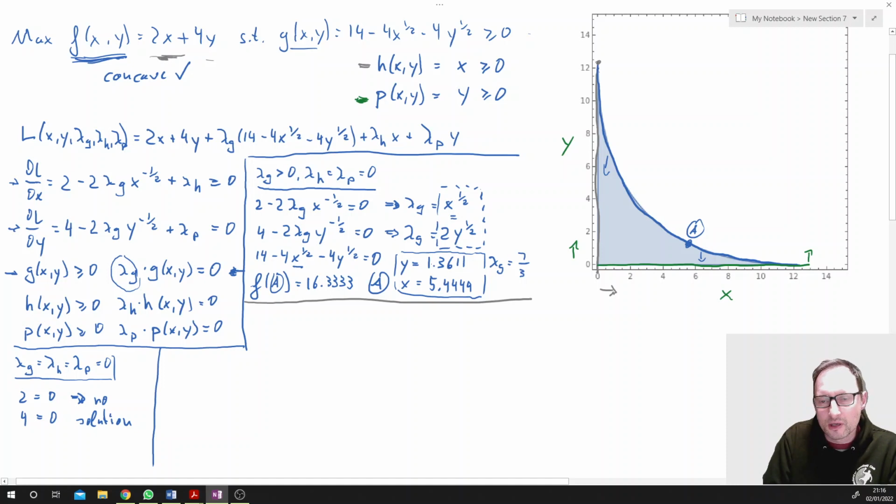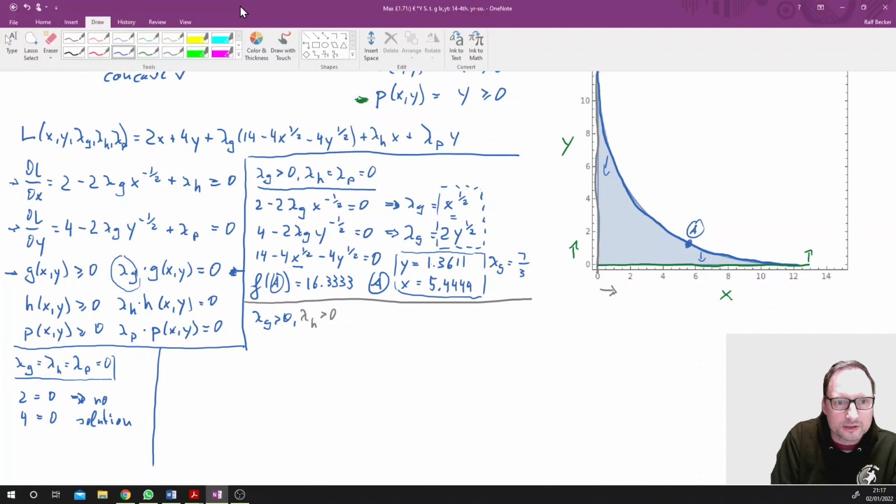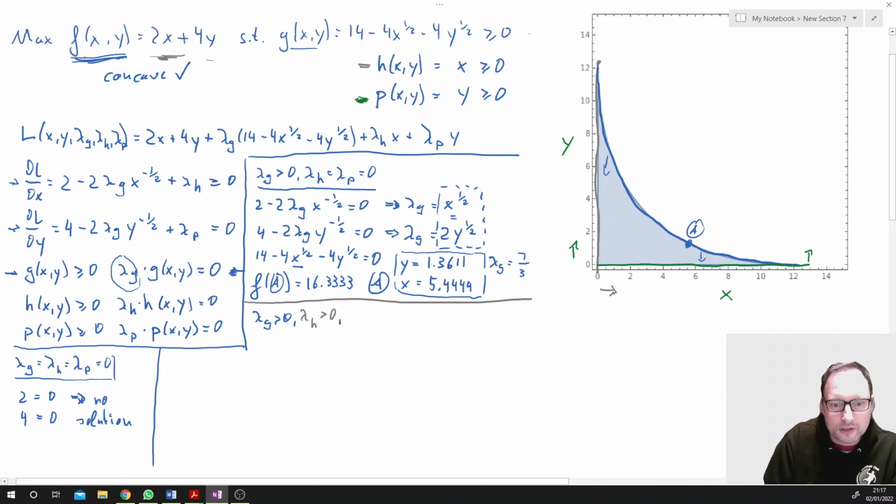And that is the point where we are not only on the gray boundary, but we are also on the blue boundary. So on that point, we are having lambda h larger than 0, but we are also having, and I should do that in blue, lambda g larger than 0. The only boundary we are not on is the p constraint, so we are setting that equal to 0. And you can see we can't at the same time be on all three boundaries. That doesn't work in this particular case.